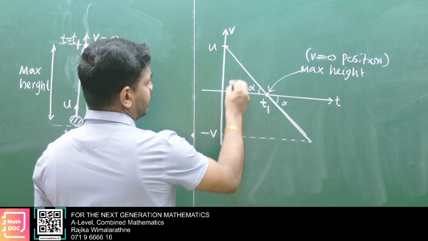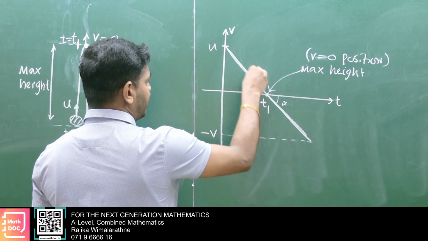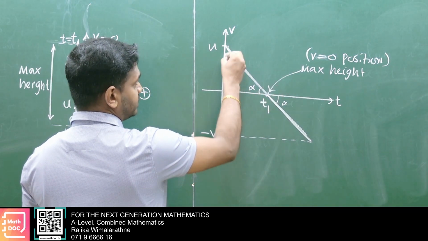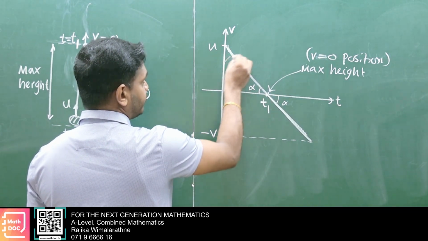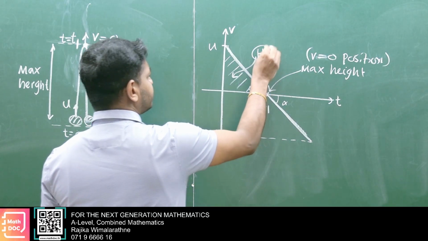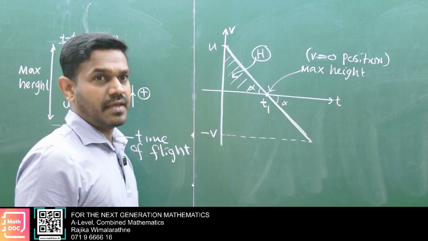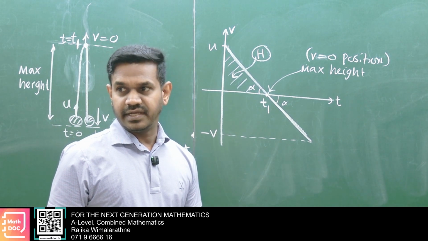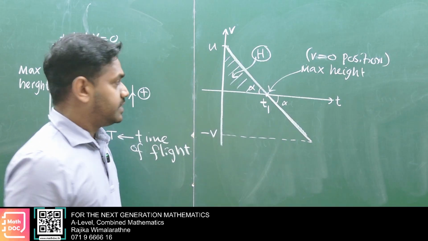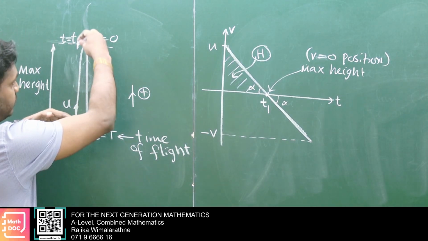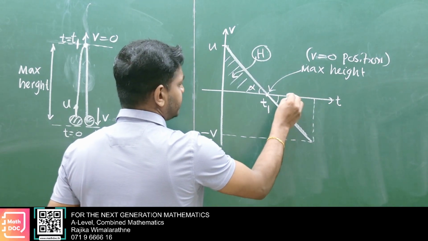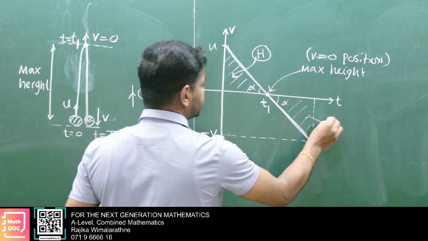We know the bounded area between the time axis and the curve represents displacement. Then here maximum height, this region, capital H, maximum height. This is maximum height, the shaded region is the maximum height. Then it needs to go downward, same displacement. Therefore here also same displacement H.